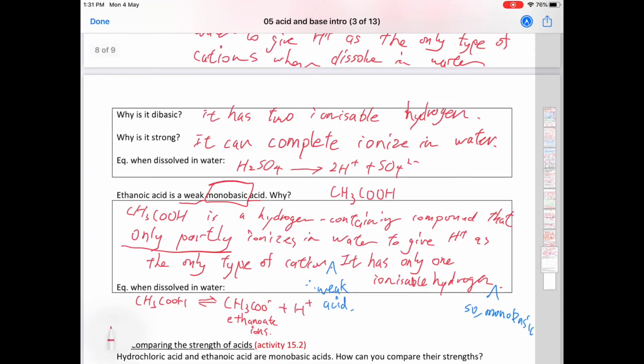The reversible sign means that, for example, originally there may be 1 mole of ethanoic acid, without any hydrogen ion and ethanoate. And then finally, maybe only 0.3 of the acid is converted into hydrogen ion and ethanoate, but still 0.7 mole of it is left behind in the form of the acid molecule itself without ionization. Can you see the meaning of partly ionized?